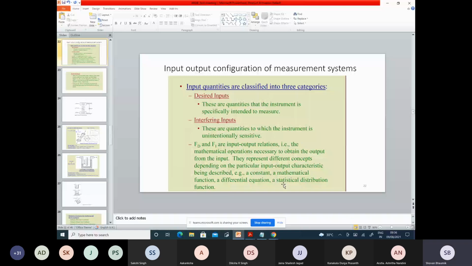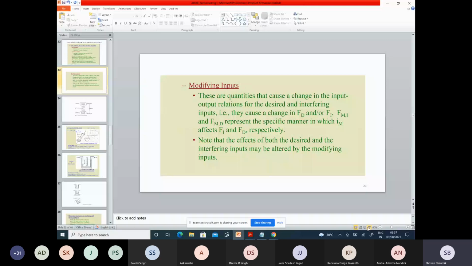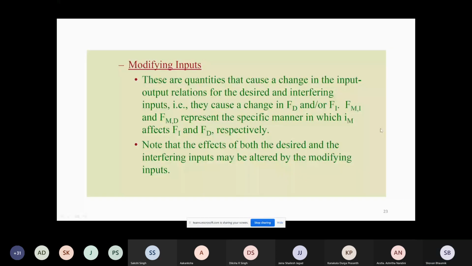Now there is another input which is also not desired. It comes into play, which you call the modifying input. What is the meaning of the modifying input? These are the quantities that cause a change in the input-output relations for the desired and the interfering inputs. This means that the modifying input changes FD and/or FI. This is important. So what is the modifying input? It can change the interfering input's relation as well as the desired input's.